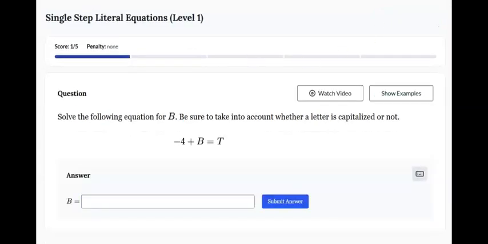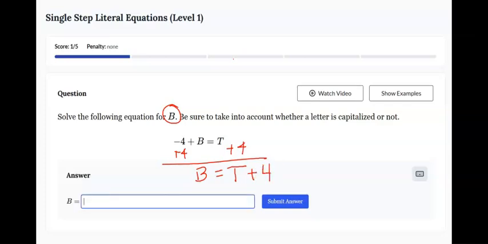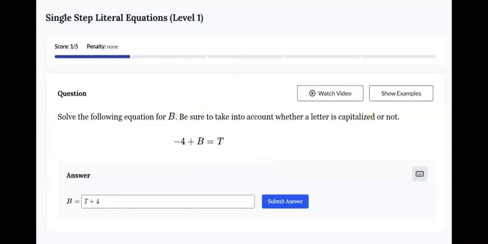In this example, we're solving for uppercase B. So we're going to add 4 to both sides. And if you have unlike terms and you can't compute the math, you leave the math side by side like this. Be sure to type the right case for each letter. If it's capital, write a capital.